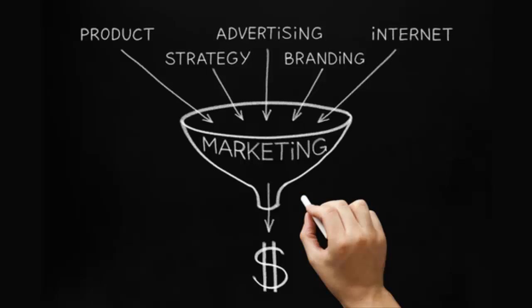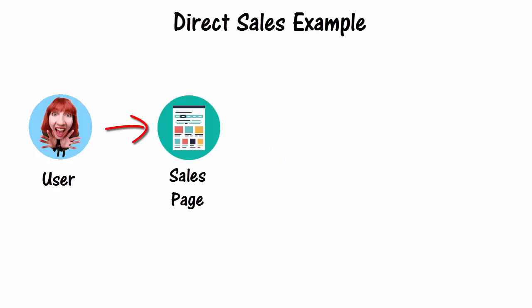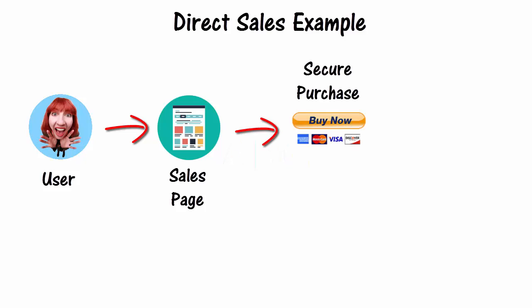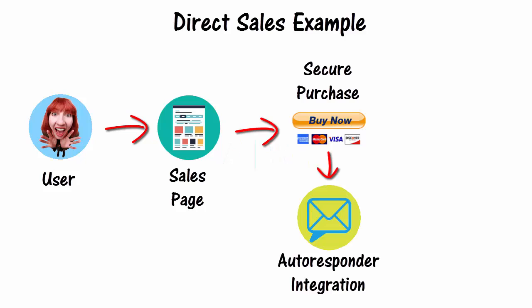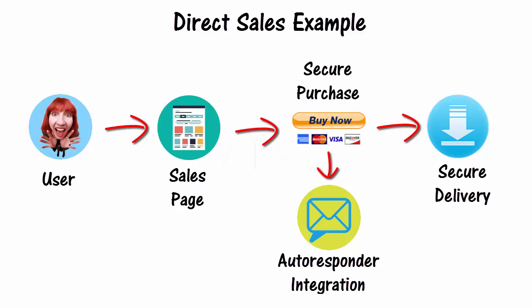In this video presentation I'm going to demonstrate direct sales and sales funnels, which you can set up using CB Clicksale. First, let's cover direct sales. A user visits your sales page and consequently makes a purchase. During that process, CB Clicksale adds the buyer's email address to your autoresponder, as well as providing secure delivery of the purchased goods, which of course can be from the member's catalog or together with your privately developed products.